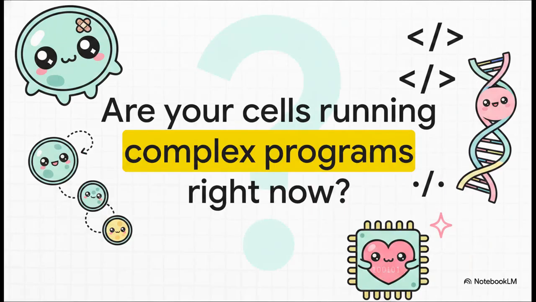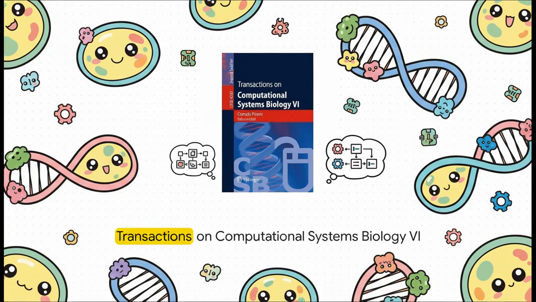Really think about it. Are the cells in your body actually running complex computer programs right now? Like when you get a paper cut, how do your cells know exactly how to divide and heal it? And maybe more importantly, how do they know when to stop? It looks like biology to us, but deep down, it's information processing. It's literal code.